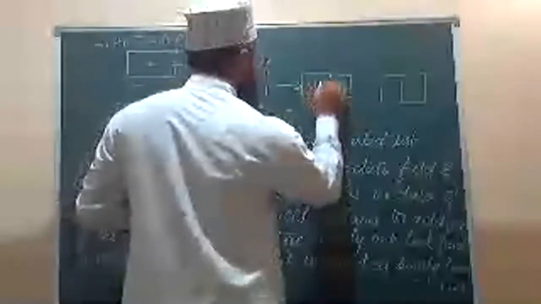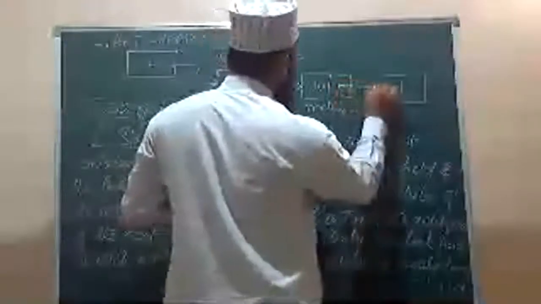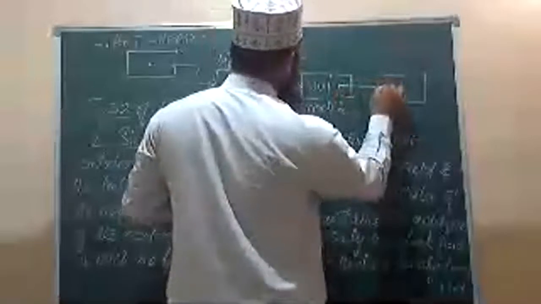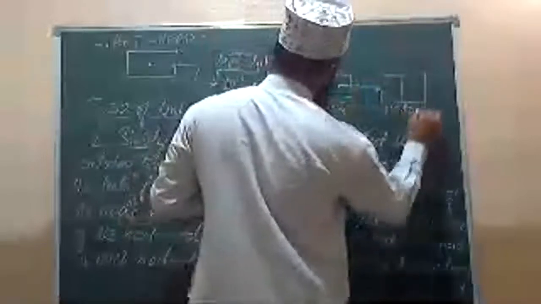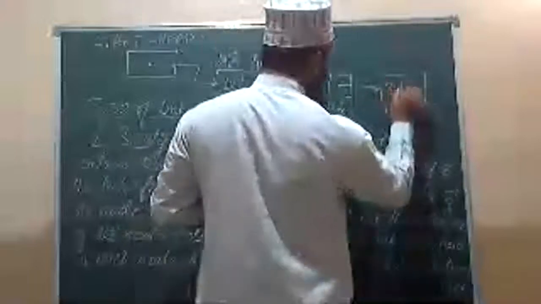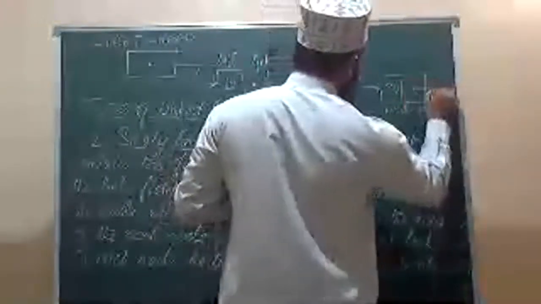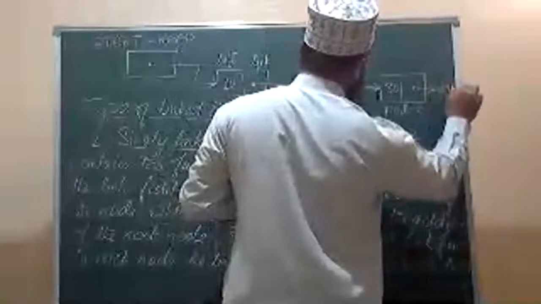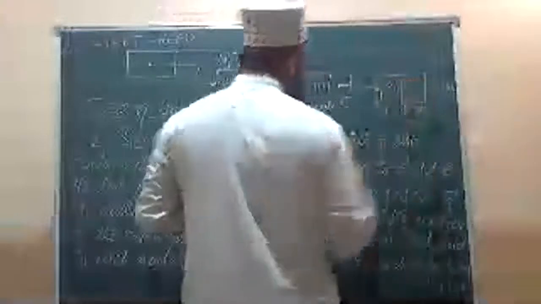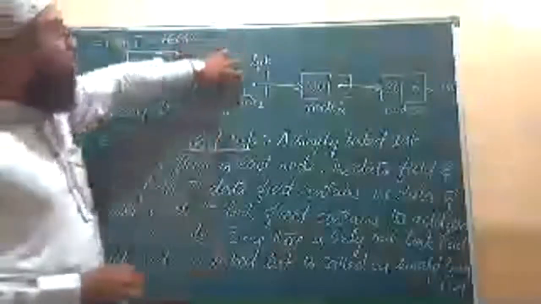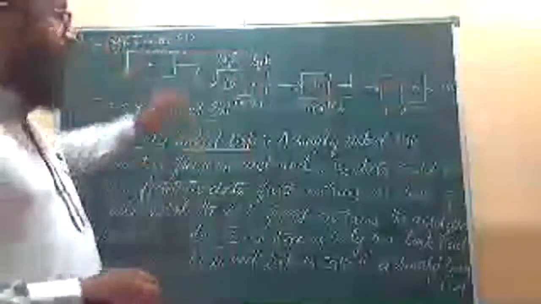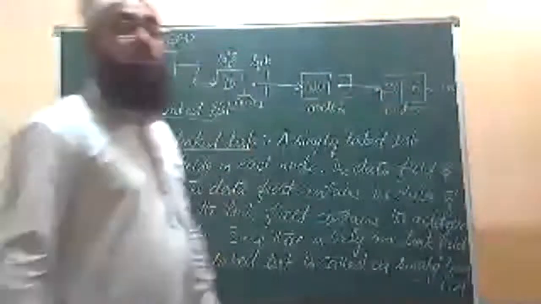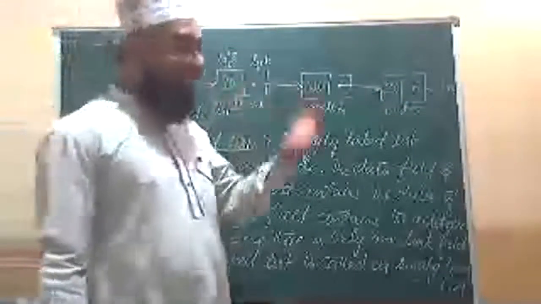Then it contains its own data field, and the link field contains the address of the next node, which will be node 3. Then it contains its own data, and finally it has a null pointer because no node is there. So it contains null. This type of linked list, which has only a single link field in the node, we call a singly linked list.